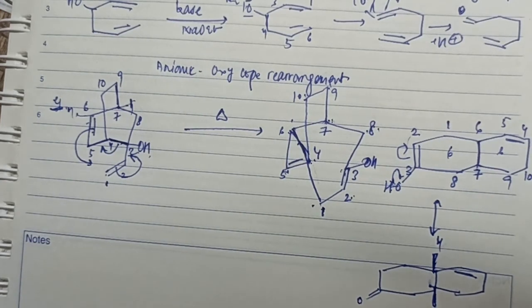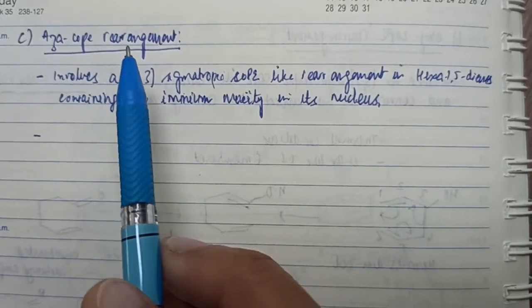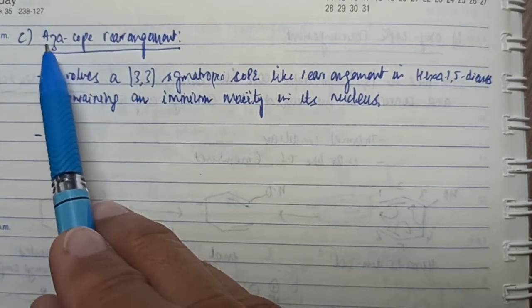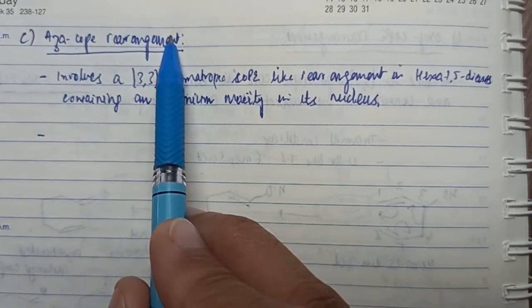Remember, in all cases, whenever the word cope is used, the rearrangement remains similar. That is, 1,5-hexadienes are involved, the 3,4 bond breaks, the 1,6 bond forms, the 1,2 double bond shifts to the 2 and 3 position, and the 5 and 6 double bond shifts to the 4 and 5 position. The next similar kind of cope rearrangement is the aza-cope rearrangement.